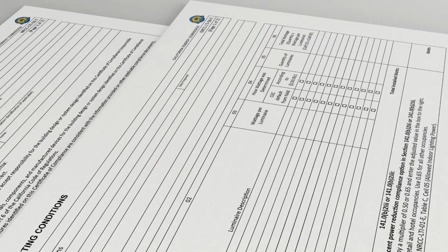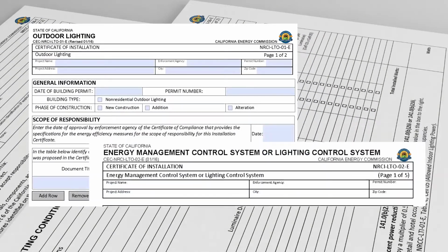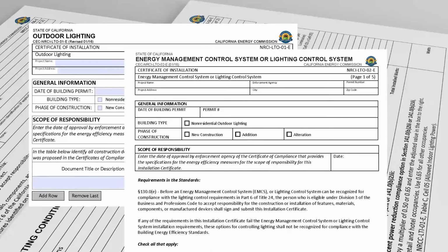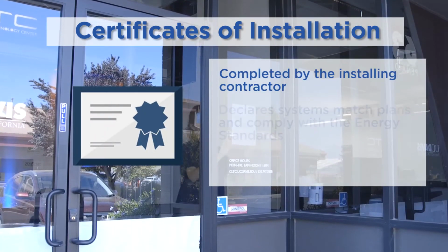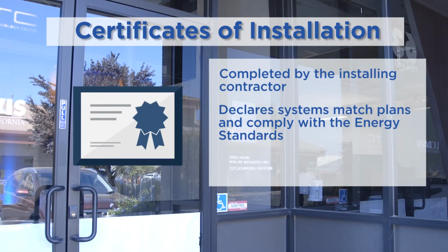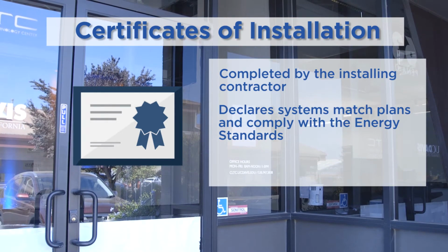Use certificates of installation NRCI-LTO-01 and 02 to document outdoor lighting systems and controls. A copy of the completed, signed, and dated installation certificate must be posted at the building site for review by the enforcement agency in conjunction with requests for final inspection of the building.